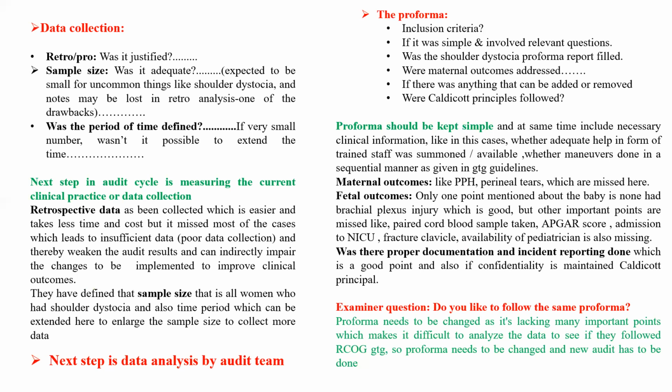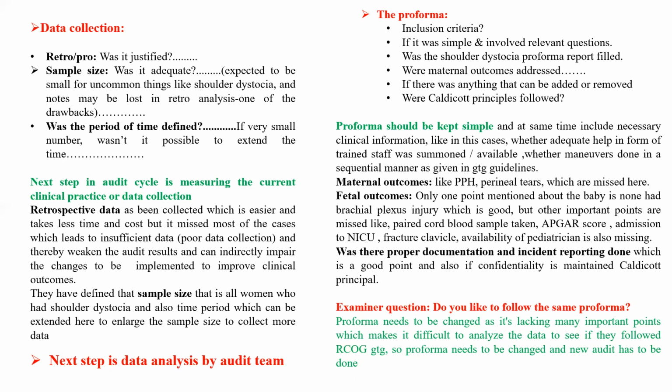So how to rephrase it? I can say the next step in the audit cycle is measuring the current clinical practice, or data collection. I can see here that the audit was done in a retrospective way. The data are collected retrospectively, which is easier and takes less time and cost, but it missed most of the cases, which leads to insufficient data, and this will weaken the audit result and can indirectly impair the changes to be implemented and to improve the clinical outcome.